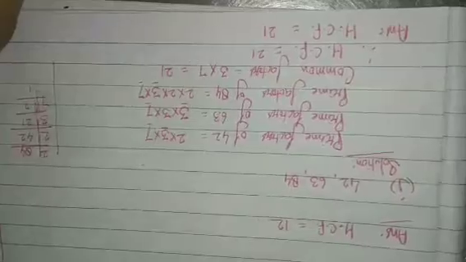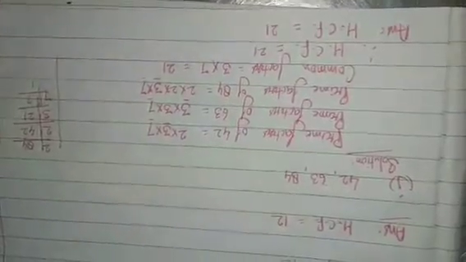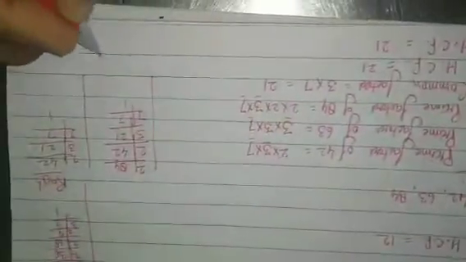Now I want to start question number 4 from the next page. So PTO, please turn over. Okay, so students, this is page number 2 of today's class. Now question number 4. In question number 4, it has been given: find the LCM. There are 10 parts in question number 4. So the A part I will solve here.